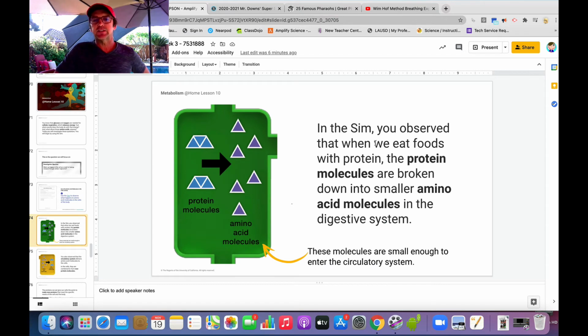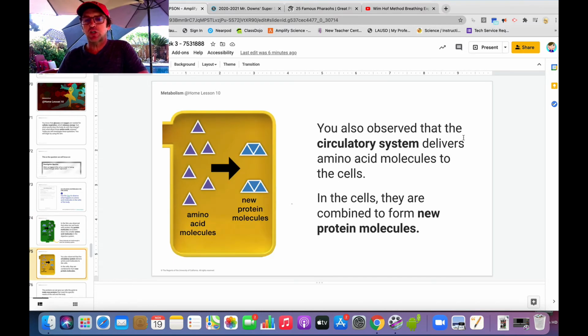So once again, this is going to explain what we should have seen in the Sim. In the Sim, you observe that when we eat foods with protein, molecules are broken down into smaller amino acid molecules in the system. These molecules are small enough to enter the circulatory system. We remember that from a couple weeks ago. You also observed that the circulatory system delivers amino acid molecules to the cells. Remember, that's the blood, goes around the blood, pops into the cell.